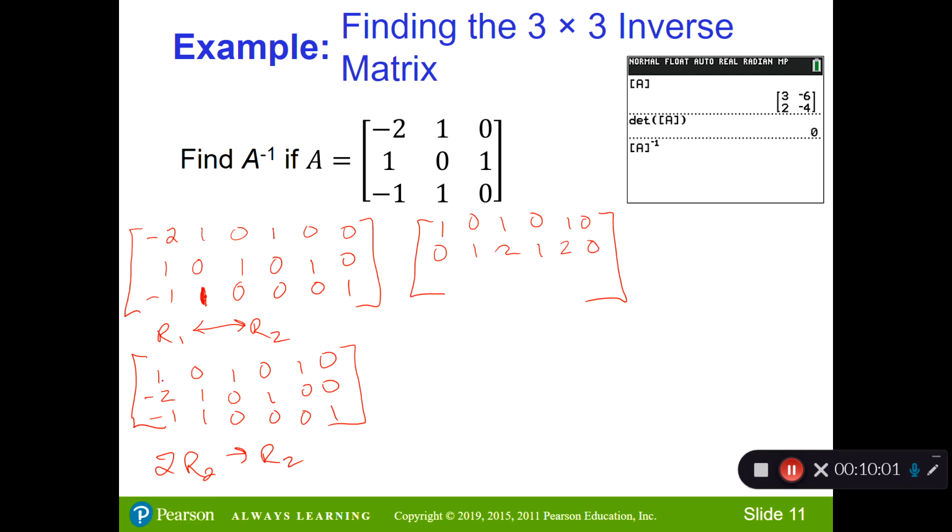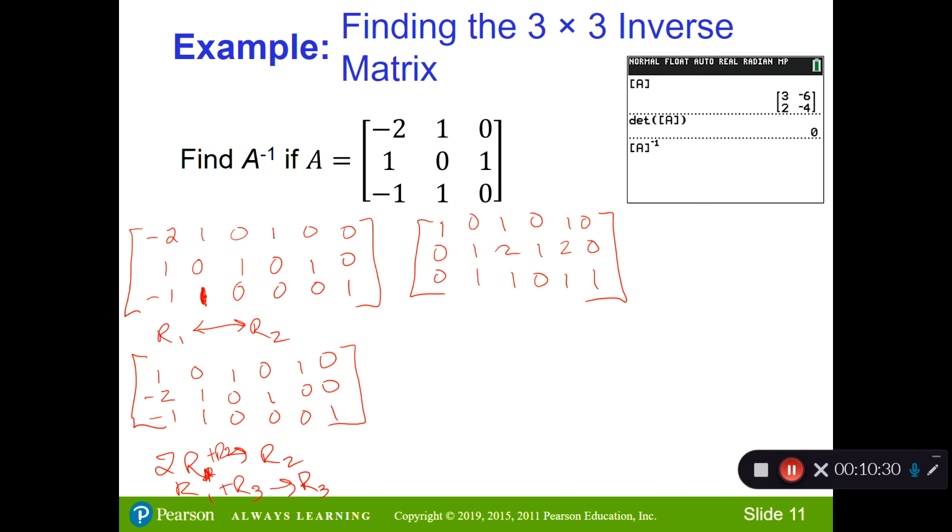Now, I can also just add row 1 plus row 3. That was 2 times row 1 plus row 2. I don't mess that up. And put it back where row 3 is. All right, so 1 added to negative 1 is a 0. 0 added to 1 is 1. 1 added to 0 is a 1. 0 added to 0 is 0. 1 added to 0 is 1. 0 added to 1 is 1.